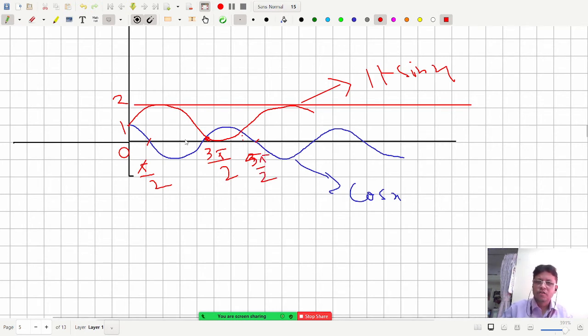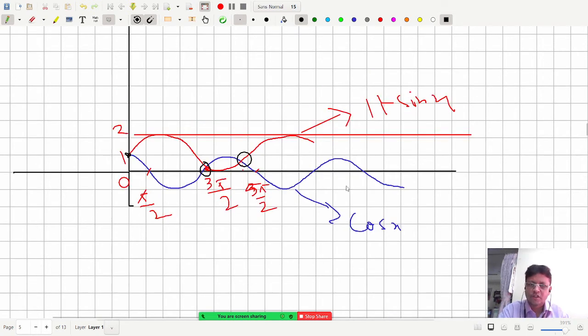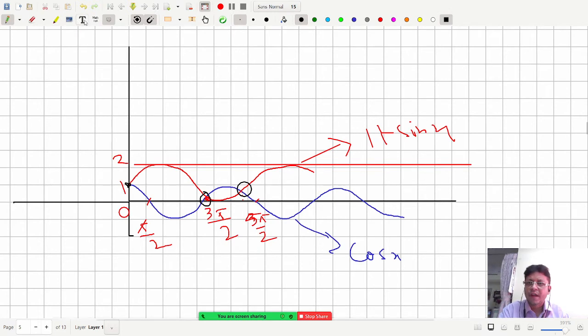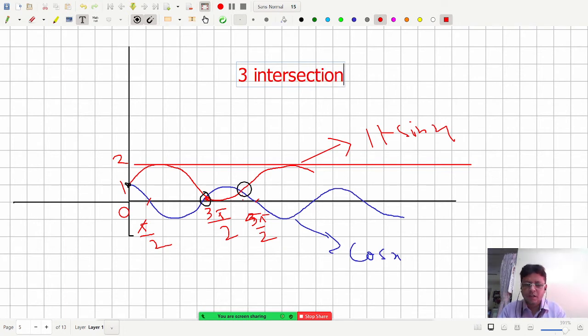So this is how you can draw the graph. How many points of intersection do you have with the graph? That's very simple. You have the points of intersection here, 1, 2, and 3. So you have 3 intersection points, and the number of solutions will be 3.